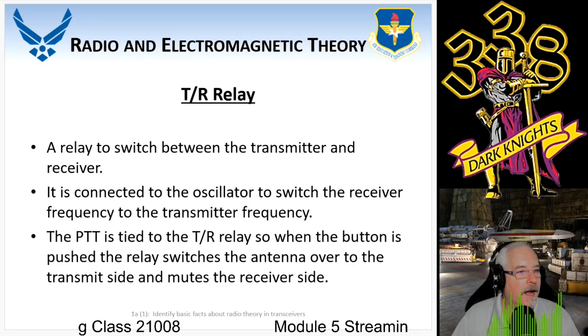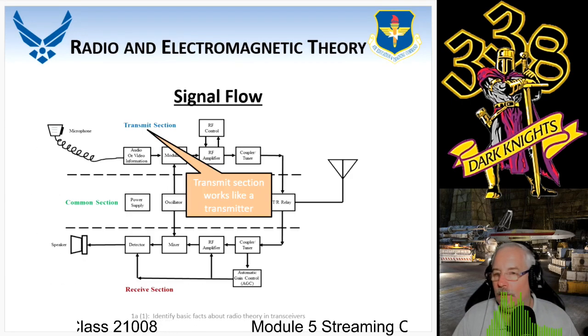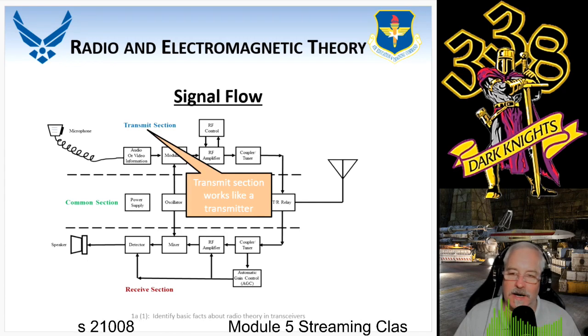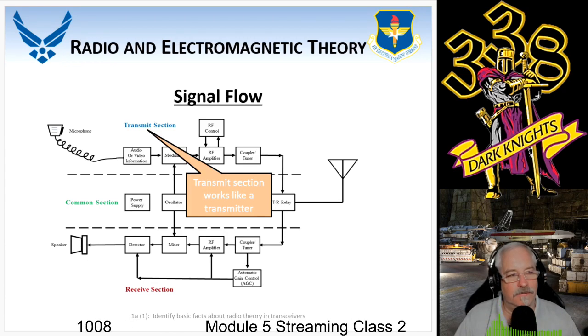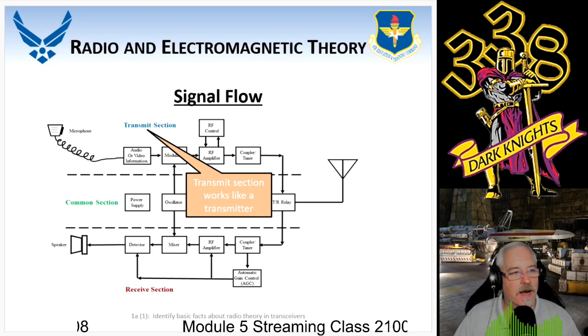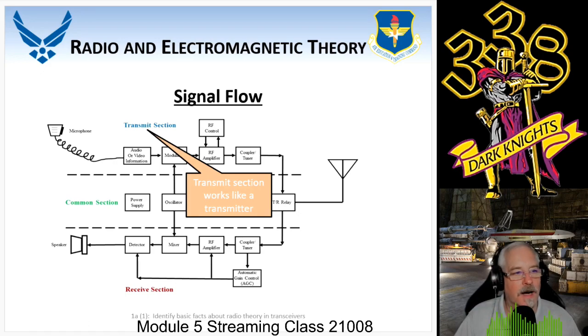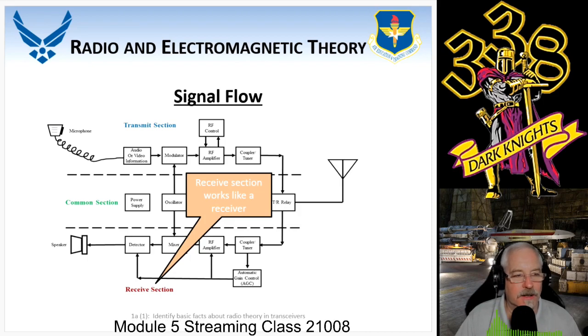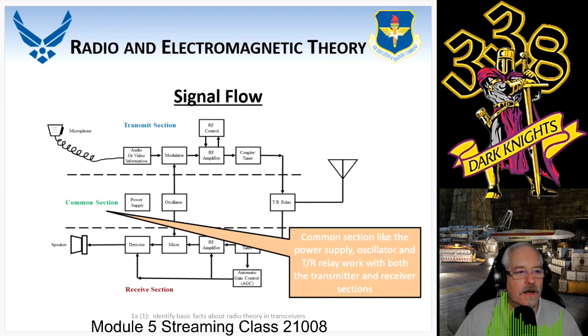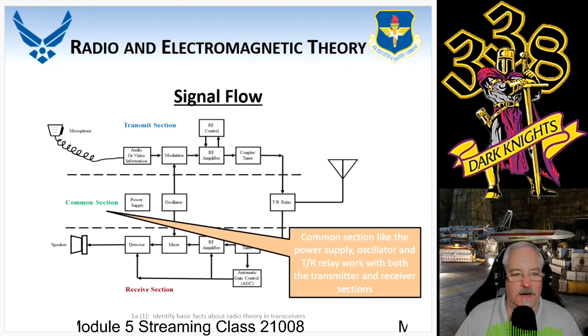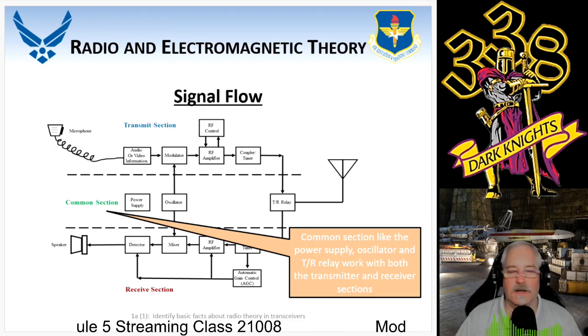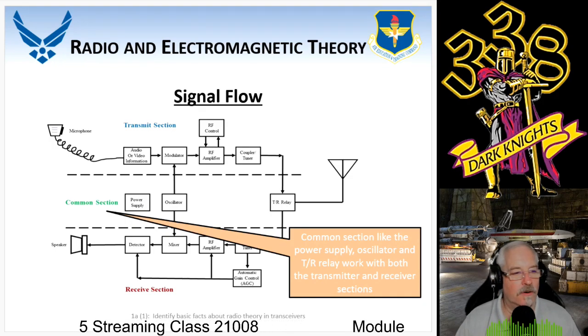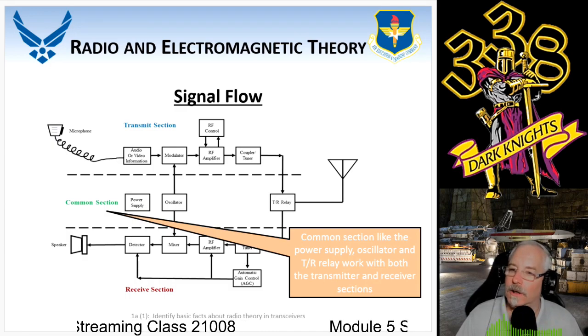When we look at the signal flow, it is the same for transmit and the same for receive. Here's your transmit section. The difference is we just basically broke it up for you. You got a transmit section, you got a receive section, and then you have what's called a common section. The common section is the power supply.